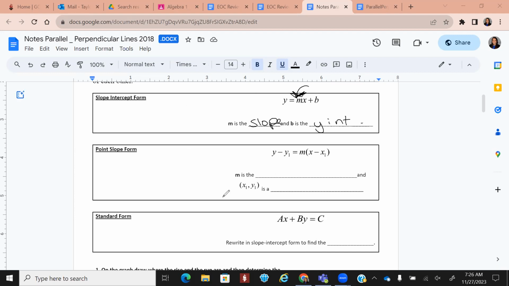All right, now point slope. M is still going to be the slope, and (x1, y1) is going to be a point. So notice how it says point slope form. If something is written out like this, you can identify the slope. Again, slope is just going to be whatever is attached to that x. Now, standard form is where it gets a little tricky. You need to rewrite it in slope-intercept form to find the slope.